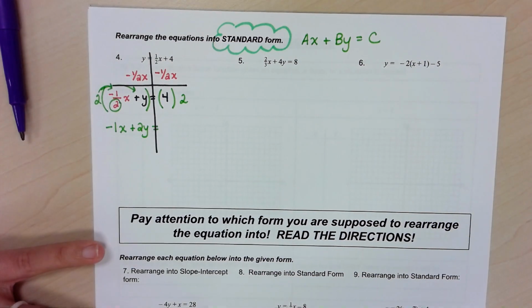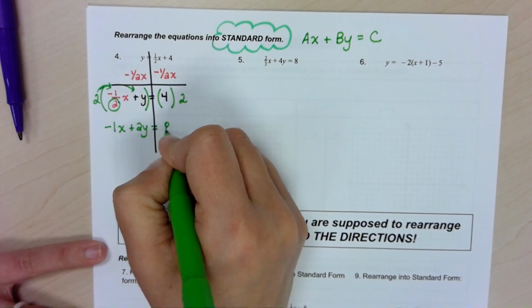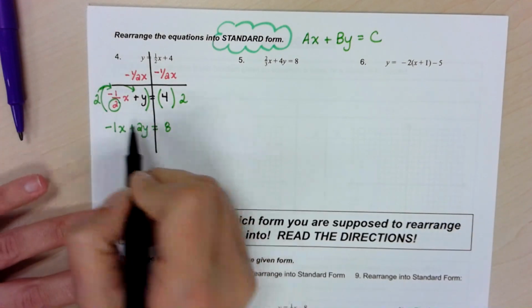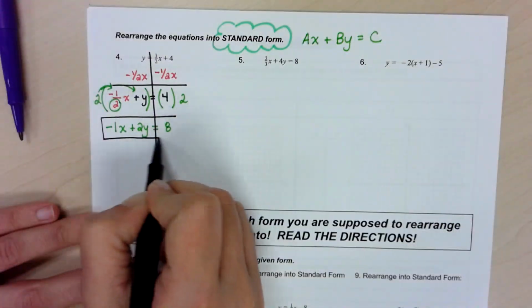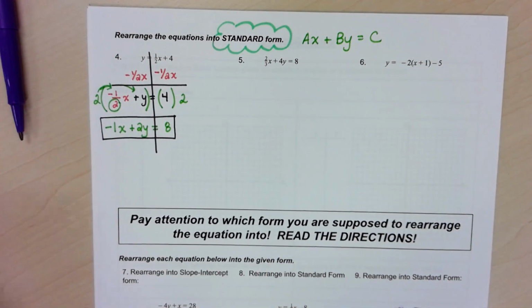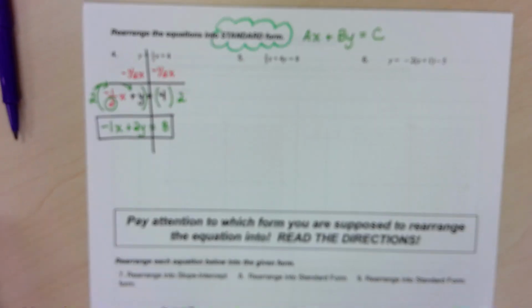On the other side of the equal sign, 2 times 4 makes 8. And this would be my final answer. The x and the y are together, and there are no fractions.